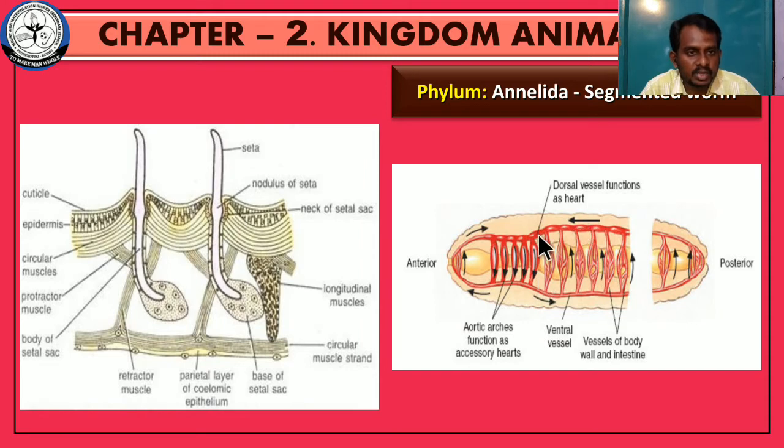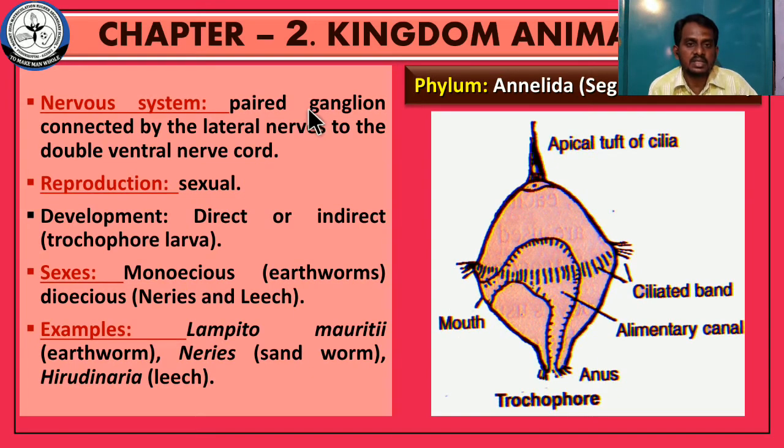Here the closed circulatory system is seen. Closed circulatory system means the presence of capillaries, and the blood always remains inside the blood vessels. Very good. And in the nervous system, the paired ganglion is connected by the lateral nerves to the double nerve cord. I will show the diagram in the next slide.